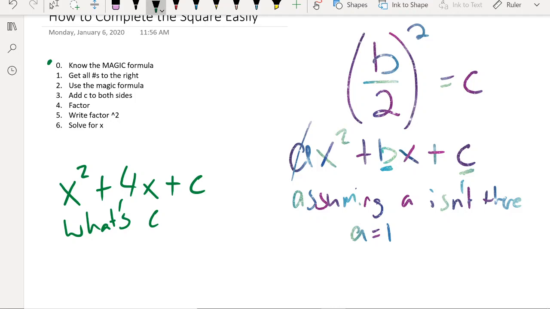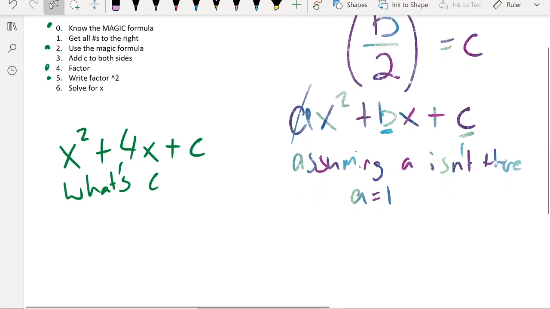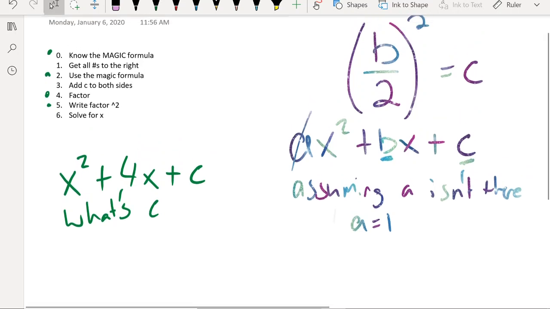And you do need to use the magic formula. You don't need to move anything over to the right. And then, of course, you need to factor, and then you want to write the factor as a thing squared. So I'm going to show you what that looks like in a second. So what's the magic formula again?